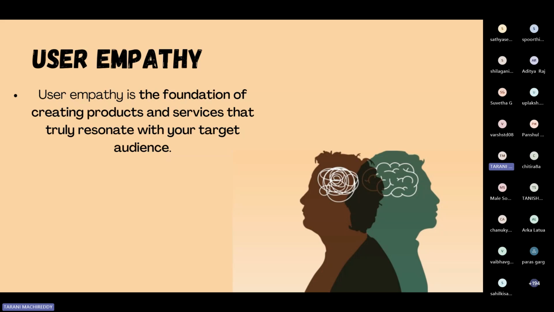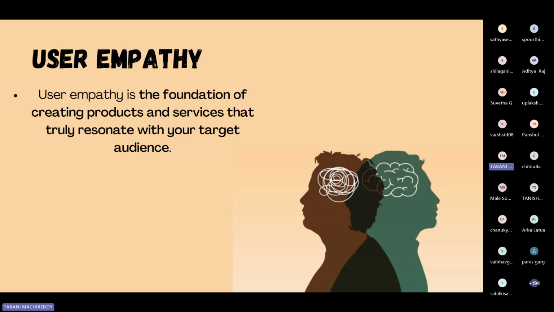Someone asked, what exactly are pain points? Does that refer to problems and issues faced by users? Yes, pain points are exactly the points at which the user is facing an issue or problem with that product or app.